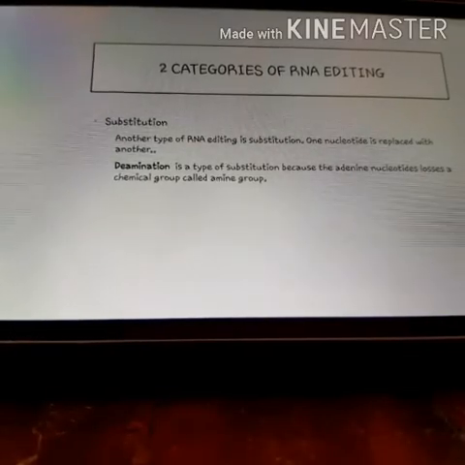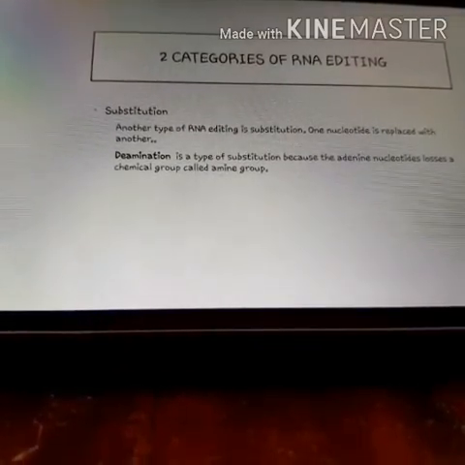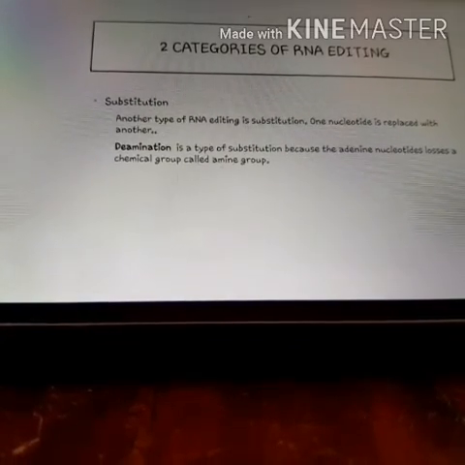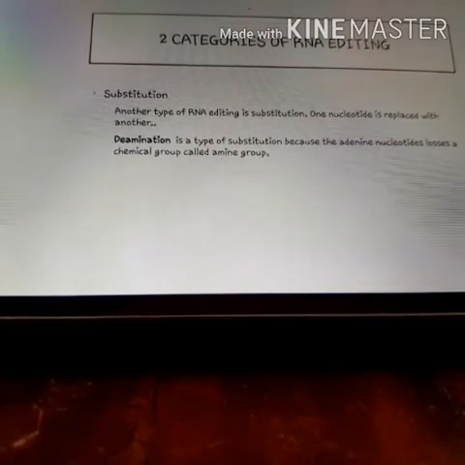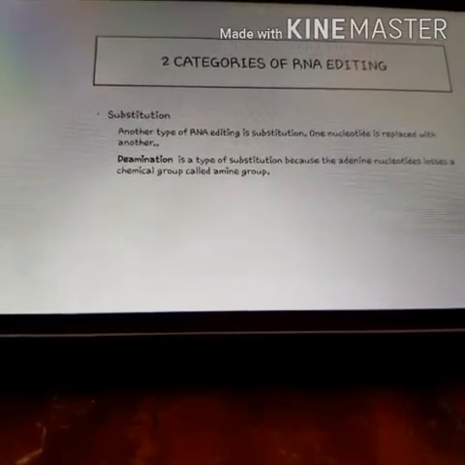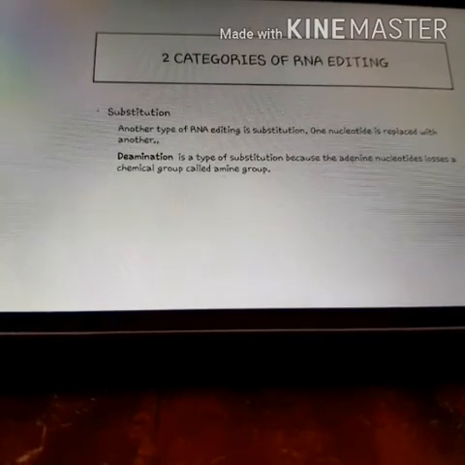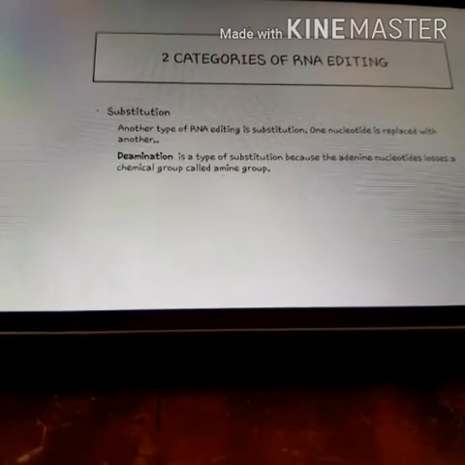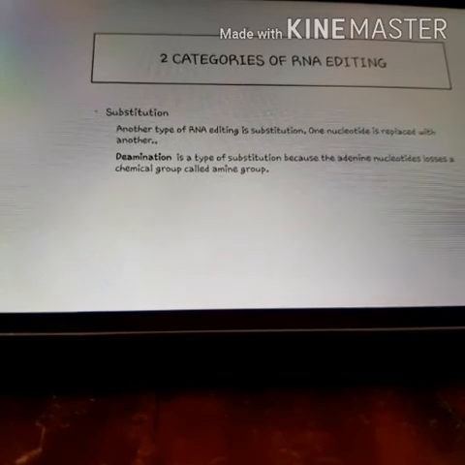So the second category of RNA editing is what we call substitution. In substitution, one nucleotide is replaced with another. So for example, kapag nagtatype kayo tapos wrong spelling yung na-type nyo, nagsasubstitute kayo ng ibang letters para makorek yung spelling. Parang ganun din yung substitution. However, in order to create a substitution, instead of cutting out the existing nucleotides and replacing it with a new one, a common way is through deamination.